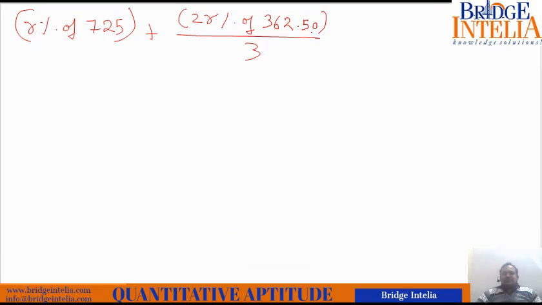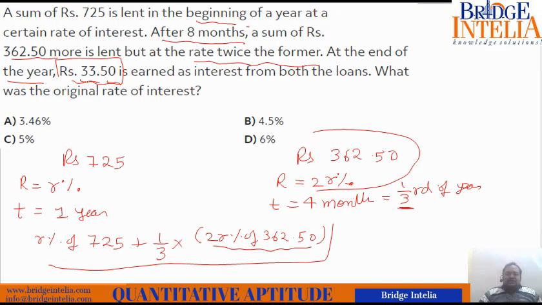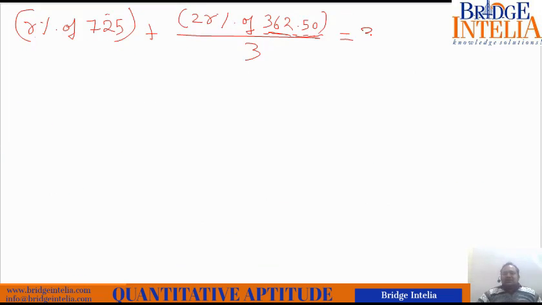362.50. Okay, see a coincidence. I mean, it's not a coincidence. This has been done on purpose. So 725 is double of this. Double. That's why they have chosen these numbers. So anyways, let's see. So this has been said to be equal to 33.50. So let's solve this.